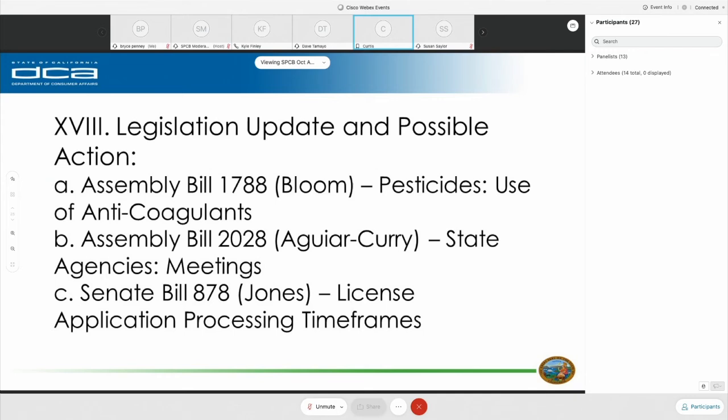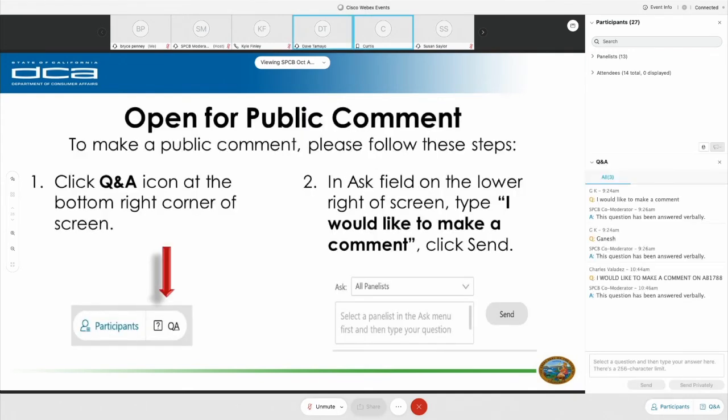Okay, I'll open up to the public comments. All right, this is the moderator, and at the direction of the board, I've opened up the Q&A panel for public comment. Members of the public, please click on that Q&A icon at the bottom right-hand corner of your screen and type "I would like to make a comment" and send to all panelists if you would like to make a comment. I will pause a moment to allow members of the public time to access that Q&A panel.